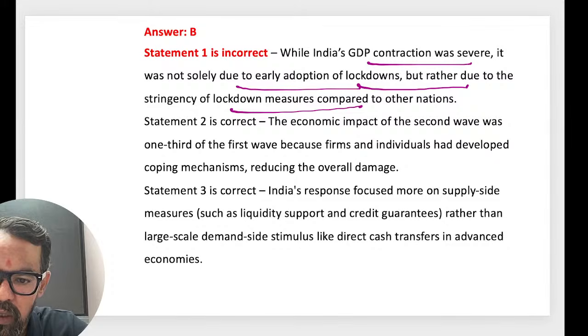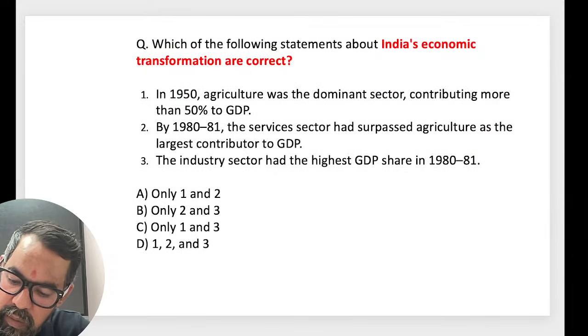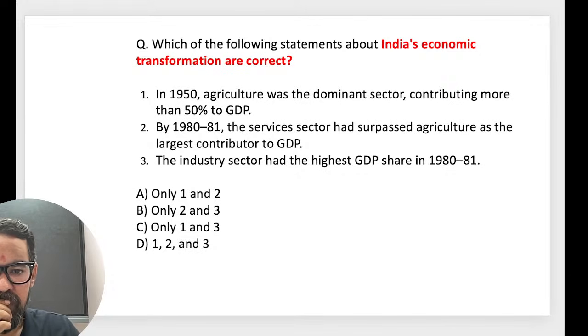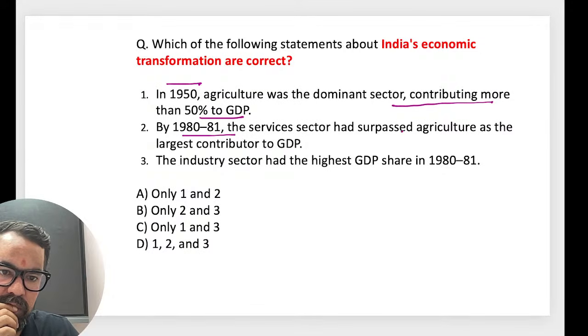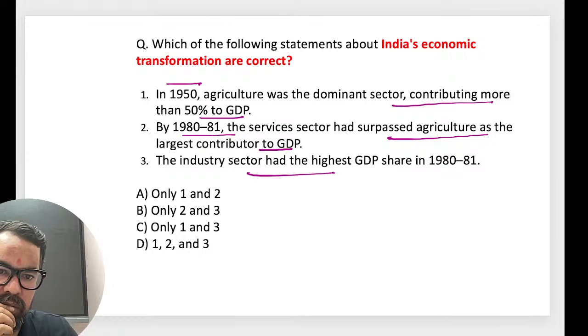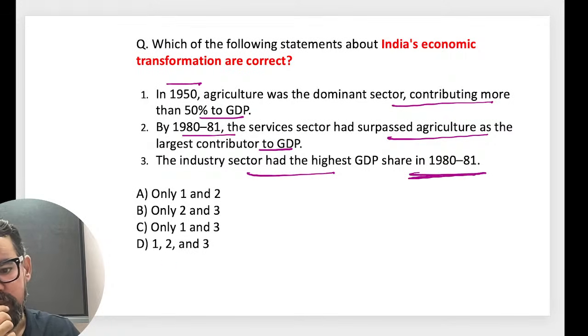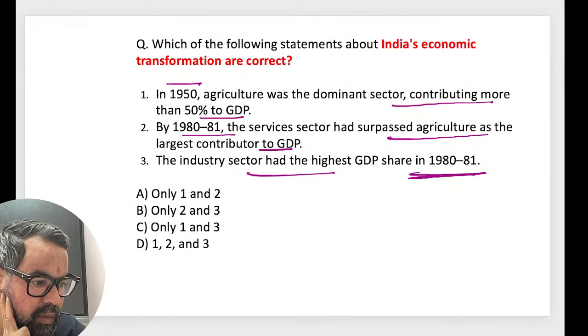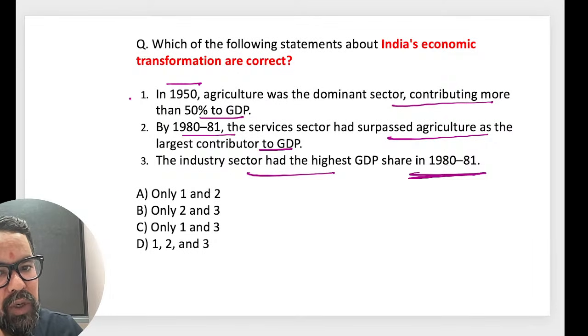Next one. Okay, 1 and 2. So this was true. Earlier we used to have 50% contribution from agriculture. Now it has come down to 18%.